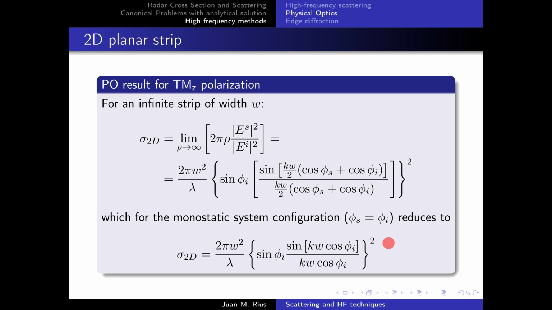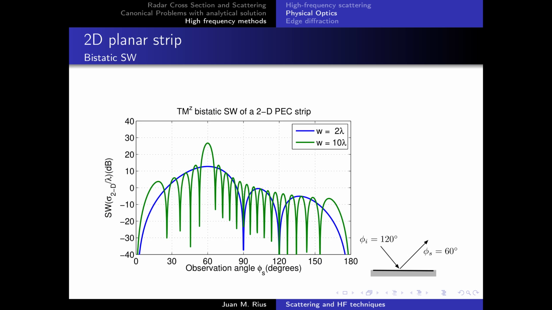The whole derivation of this is in Balanis's book. This is just copied from Balanis's book. You have the whole derivation there. And this is the plot of the bistatic RCS for a direction of incidence equal to 120 degrees. Then we have the specular scattering direction at 60 degrees, and we can observe that the maximum of the pattern is at 60 degrees, which is the specular direction.